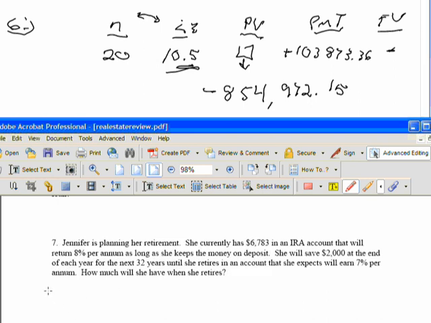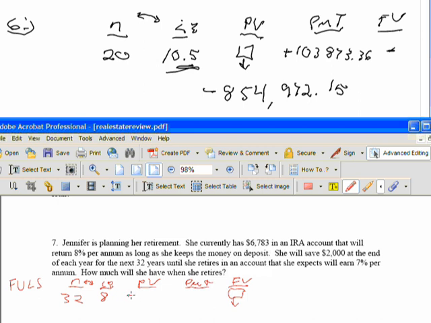Okay, but for the first one, the future value of the lump sum, we have N, I, PV, payments, and future value. And we know we're going to be calculating a future value. And N is 32. I, or the interest rate in the first problem, is 8%. N and I are in the same unit, so we're in good shape there, both in years.